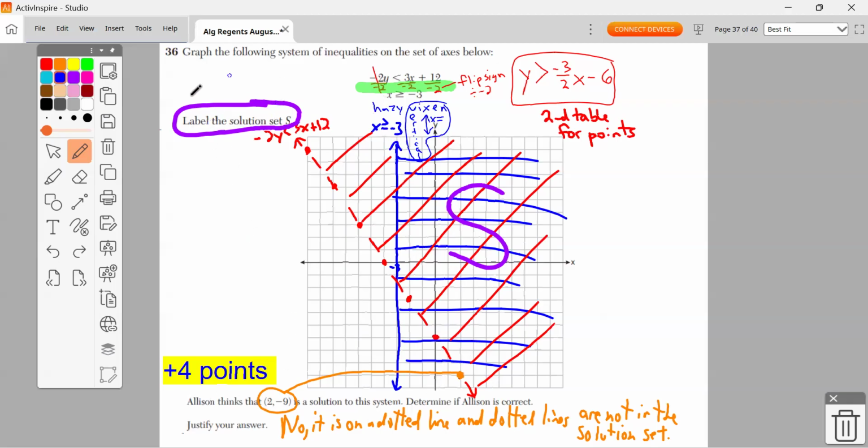Now that we have that, label the solution set. I can't tell you how many people forget to label the solution set. That is the double shaded area. You just need a big old S right in the double shaded area.